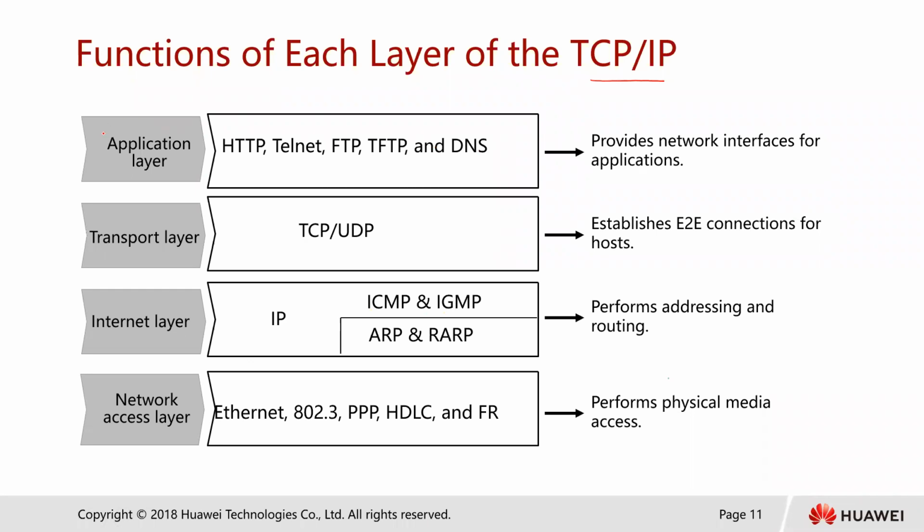So let us look at the application layer, which happens to be which layer here? Layer 4. So let's look at the application layer, which happens to be layer 4 in our TCP/IP protocol suite. So we have these different protocols: HTTP, Telnet, FTP, TFTP, and DNS. Who can tell me what do we use HTTP for?